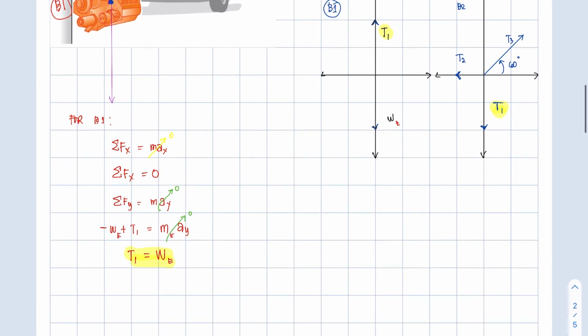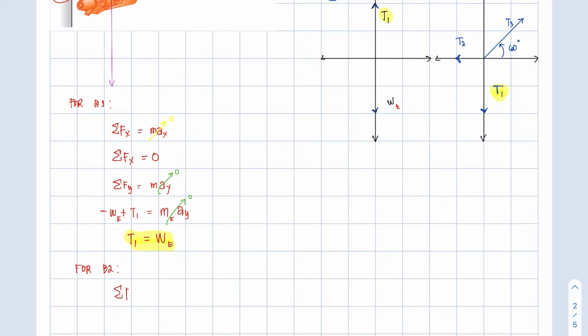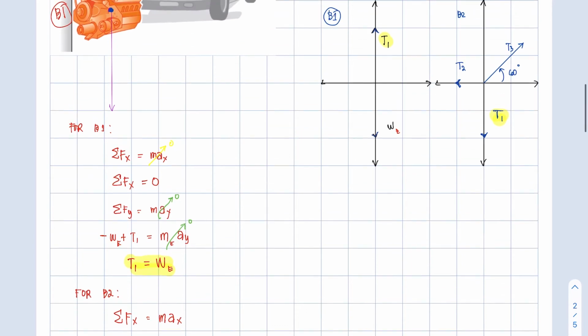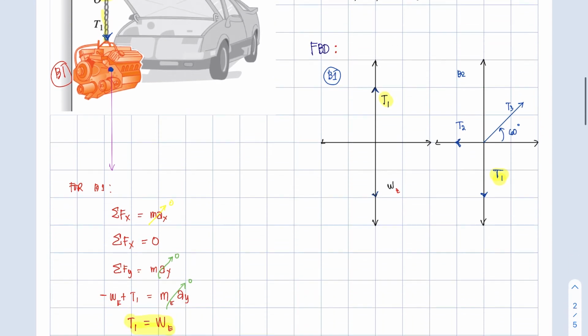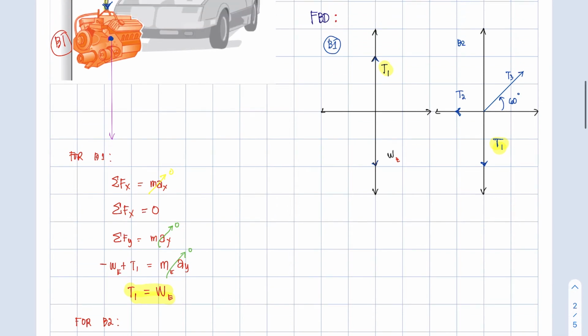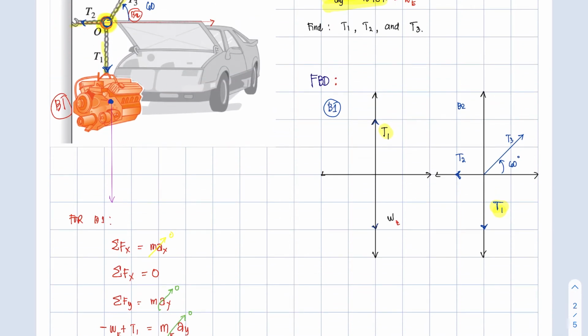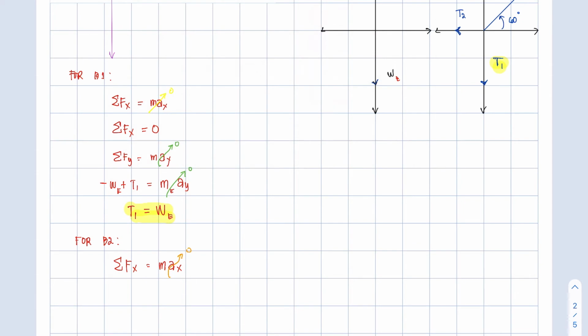Okay, so let's try to set up the equation for your body 2, which is quite more complicated than body 1. So for B2, we will have the sum of the forces along x equal to mass times acceleration along x. This time the mass is the mass of your ring, but that is negligible in the problem. Also, the acceleration along x is 0, since your ring is static, nothing is moving there. So your acceleration will just be 0. Therefore, the sum of the forces on x will just be equal to 0.